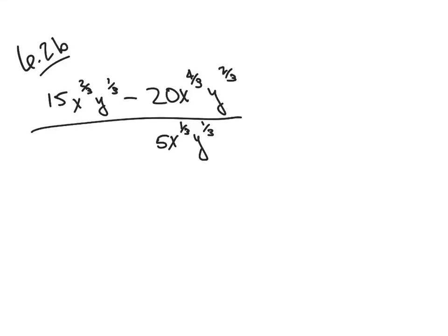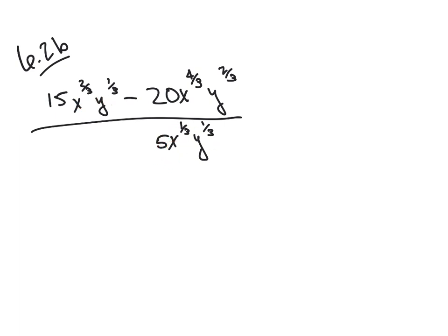So this is 6.2b, and we're on page 508, and this is part B. We're just going to do one of these, example number 7. And if you remember right, we've done these before where we've had polynomials on top and then a monomial, or just one term on the bottom.